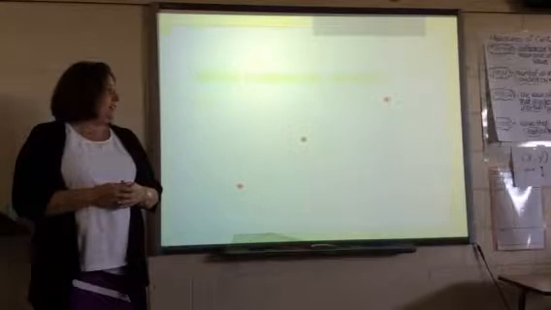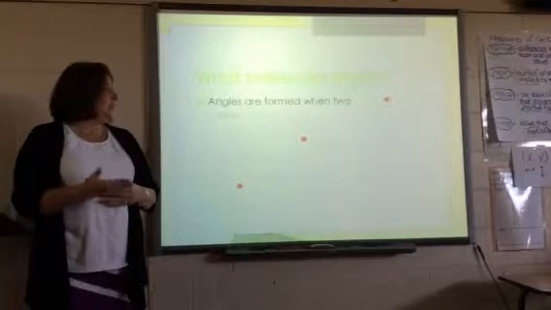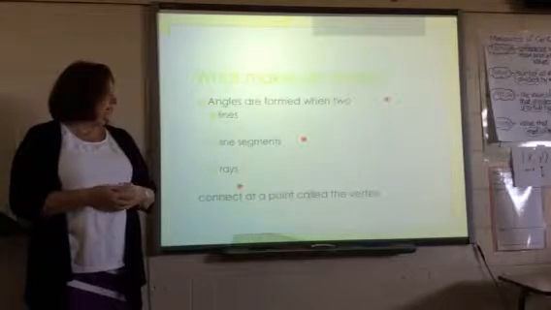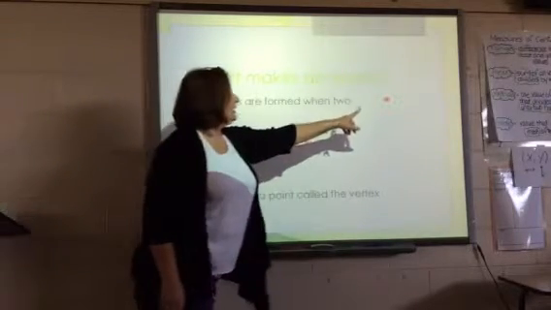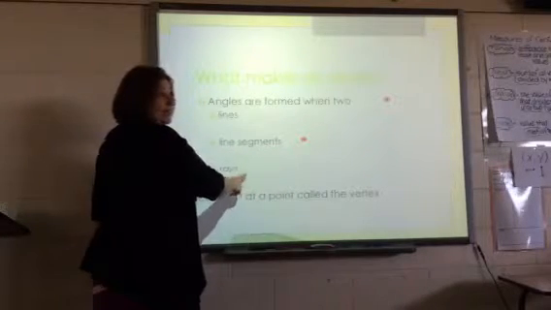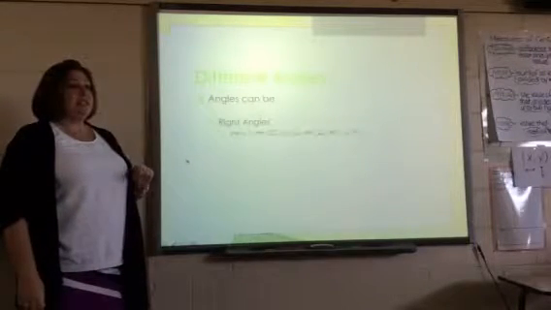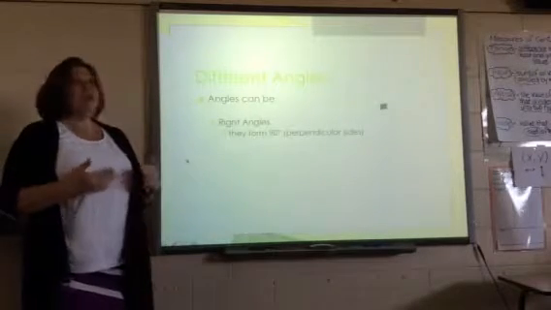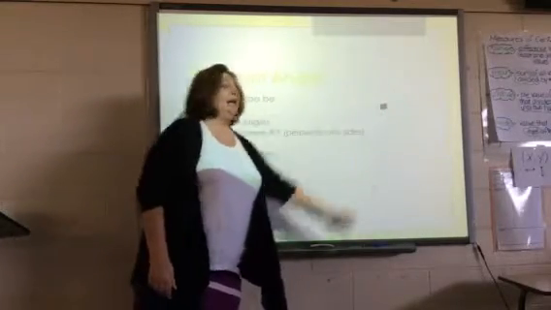What makes an angle? Angles are formed when 2 line segments or rays connect at a point called the vertex. So the vertex is where these angles will connect, and the angles are what results in between the sides of the angles. We have different angles. Angles can be right angles, meaning they form a 90-degree perpendicular side, and we indicate that with a square. That means it's a 90-degree angle.